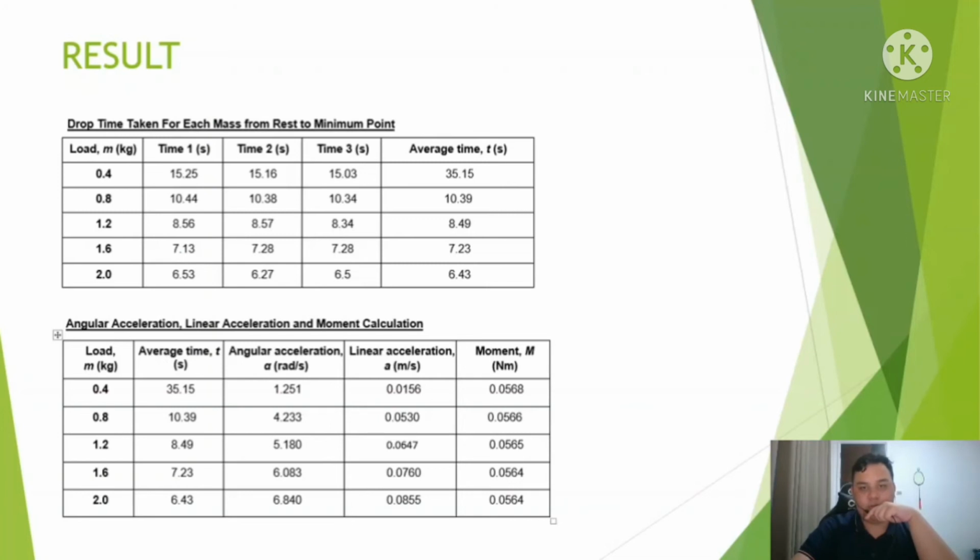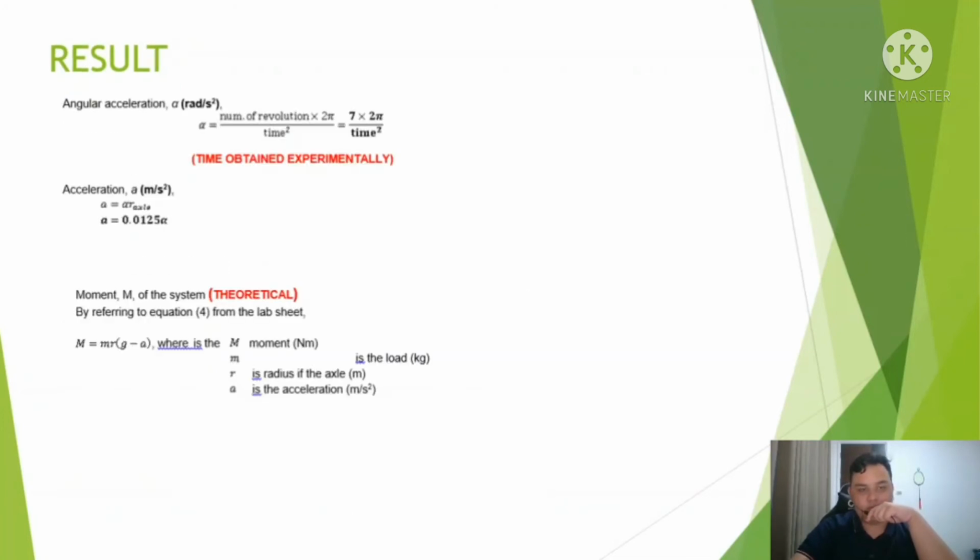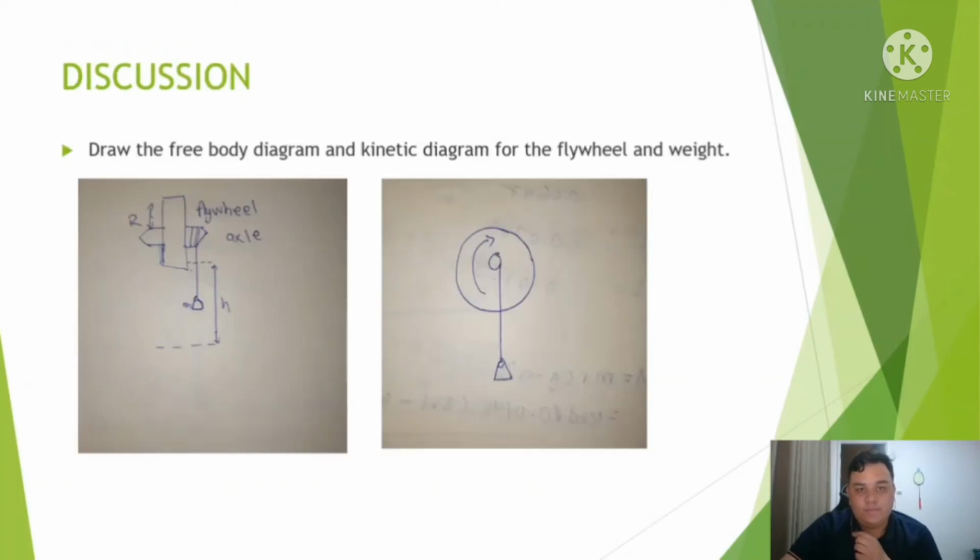And then for the moment, we use this formula: m r (g minus a), where m is the load, r is the radius of the axle, a is the linear acceleration, and g is the gravitational acceleration. And then we go to the discussion. This is the free body diagram for the flywheel and the weight, as you can see here.